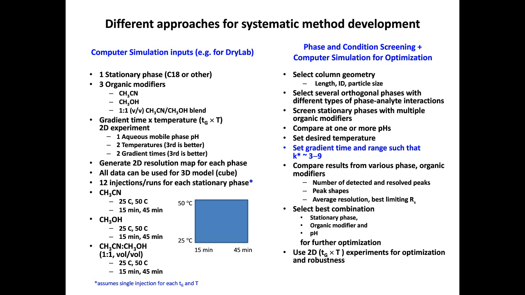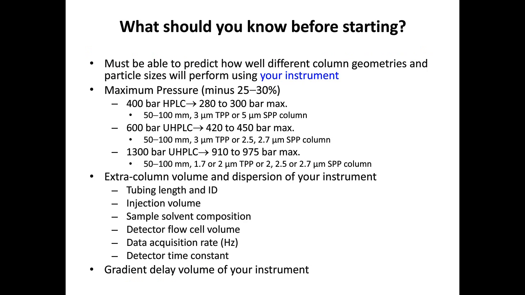So what should you know before starting with this type of a screening approach? Well, it's good to know what your pressure limits are on the instrumentation that you'll be using. A lot of people consider 400 bar to be the max for HPLC, and various intermediate UHPLCs have a limit of 600 bar, some have 1200 to 1300 bar, but you want to use as your guide somewhere in the 25 to 30, 35% of that maximum pressure as your limit, so that it gives you some leeway for future work that can keep you well away from the pressure max of the column or the system.